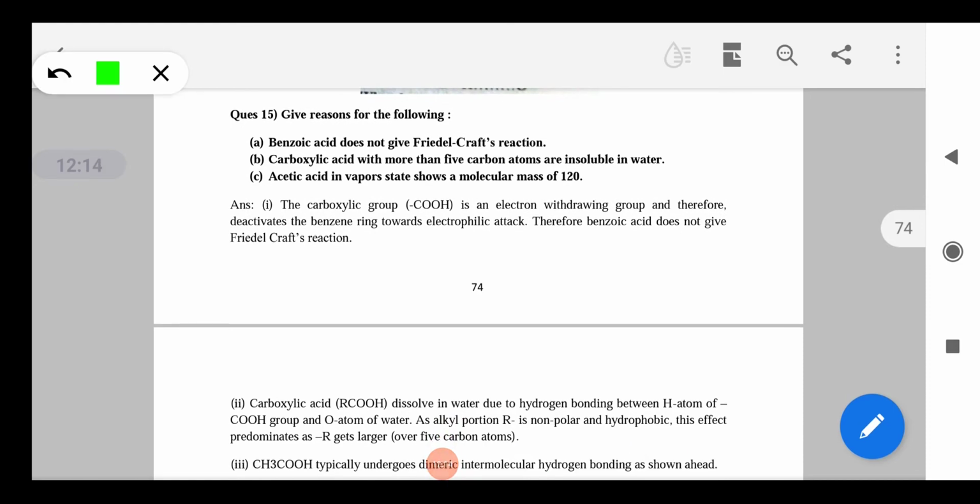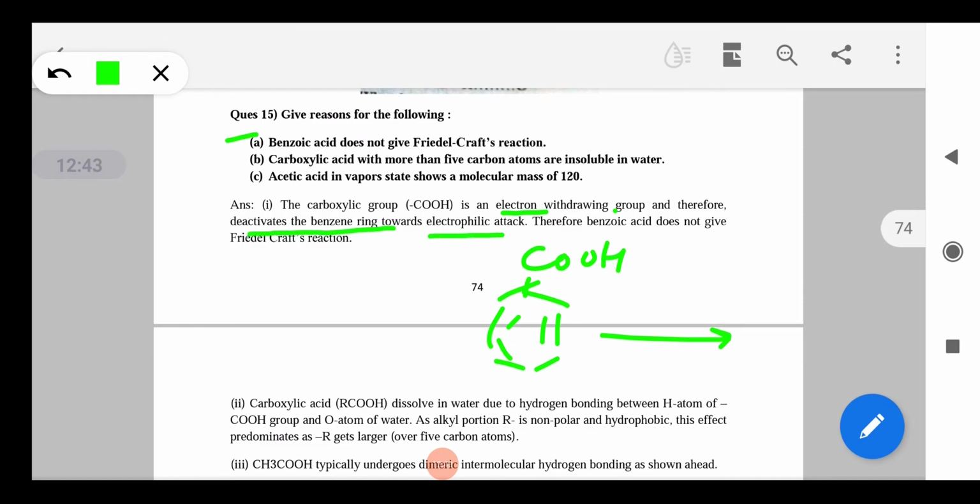Question number 15.1. Benzoic acid does not give Friedel-Crafts reaction. You see what is Friedel-Crafts reaction and why benzoic acid does not give it. You know that carboxylic acid is an electron withdrawing group, so it deactivates the benzene ring toward the electrophilic attack, so the benzoic acid does not give Friedel-Crafts reaction.